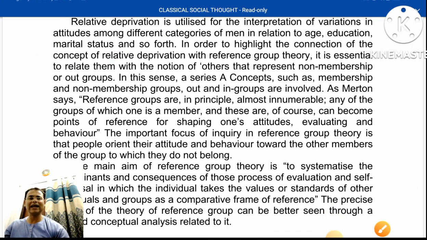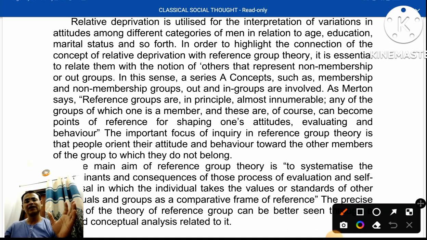In order to highlight the connection of the concept of relative deprivation with reference group theory, it is essential to relate them with the notion of the other, which represents the non-membership group or out-group. In this sense, concepts such as membership or non-membership group, or in-group or out-group, are involved.